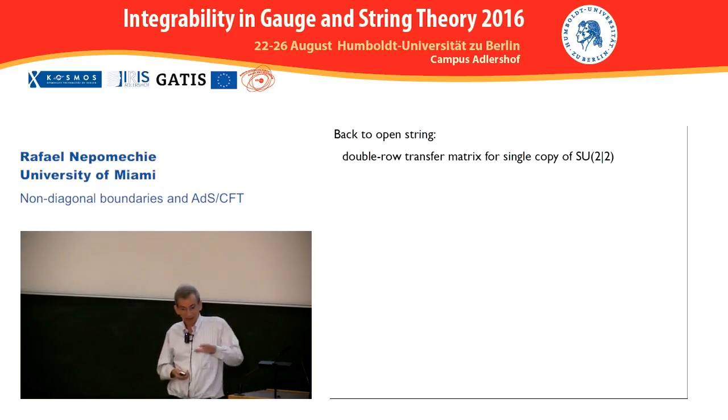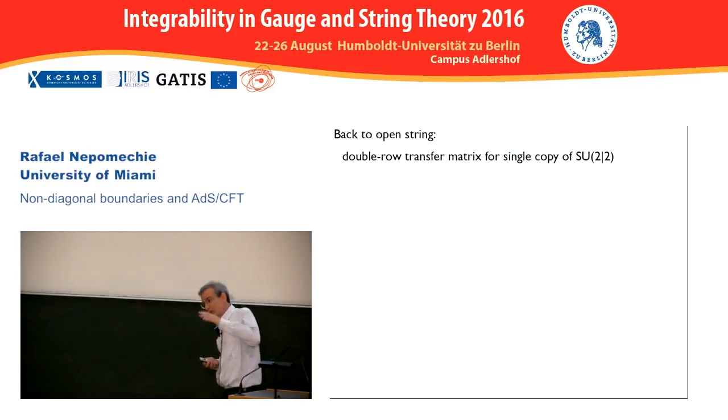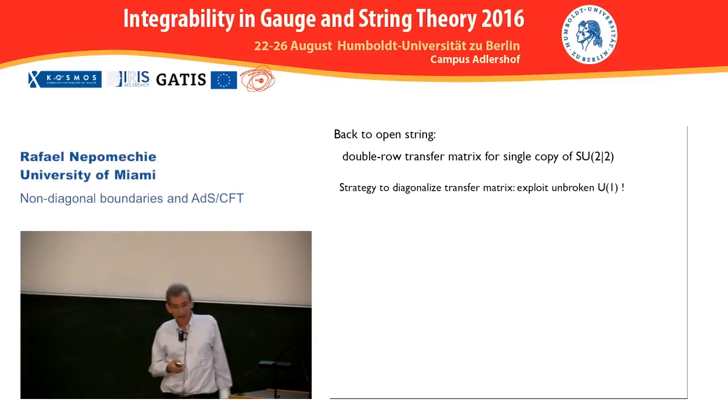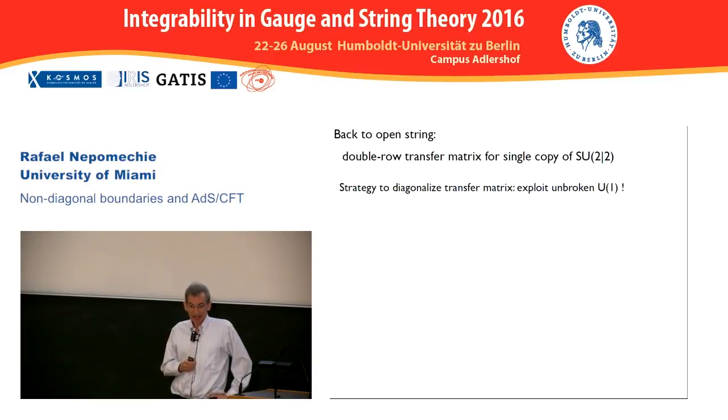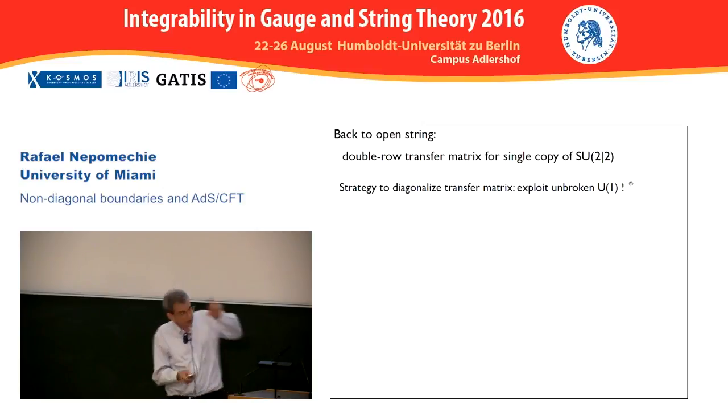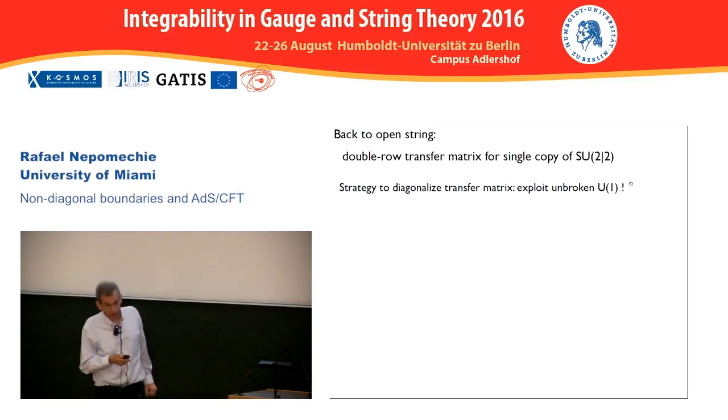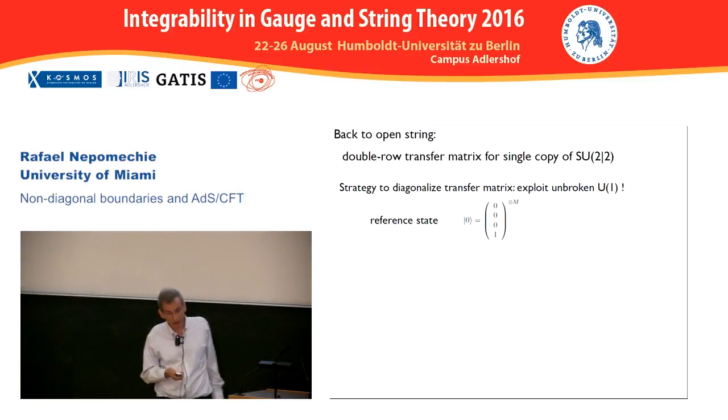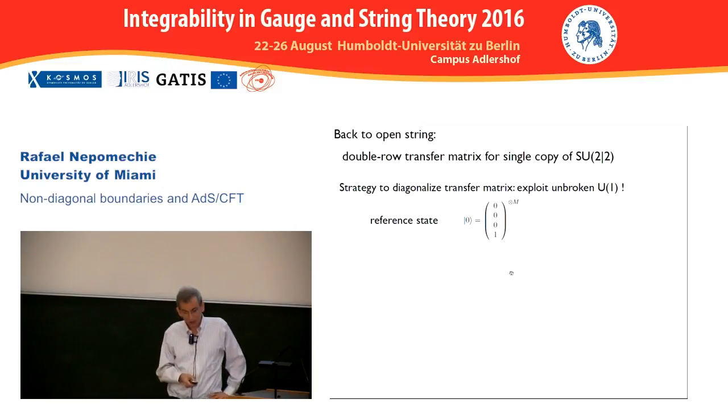And again, the double row transfer matrix looks just like the one I showed you for XXX, except now it's supertrace, and so on. And now we need a strategy to diagonalize this transfer matrix. And the strategy is to exploit this unbroken U1, right? Because I told you in the lower 2x2 block, we had SU2, so in fact a U1 symmetry. So we start with this reference state here, all spins down.